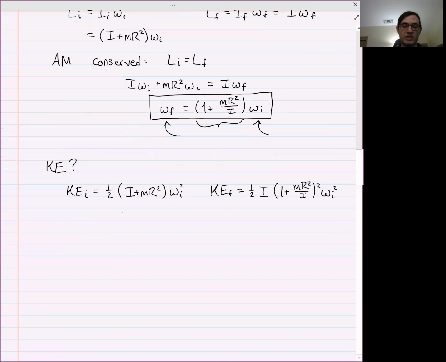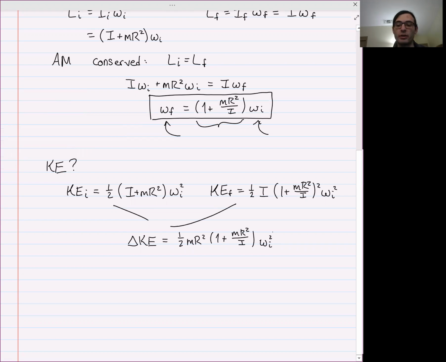So we can take the difference of these two kinetic energies to figure out what the change in kinetic energy would be. The change in kinetic energy, just by subtracting final minus initial, is 1/2 mr² times (1 + mr²/I) times omega_i squared. And again, importantly, this is greater than 0. Omega_i squared is greater than 0. The stuff in parentheses is greater than 0. 1/2 mr² is greater than 0. So the point is that the kinetic energy of the system increased.